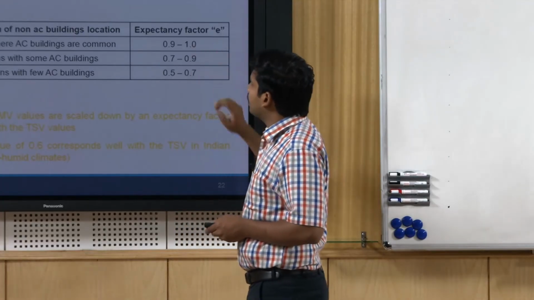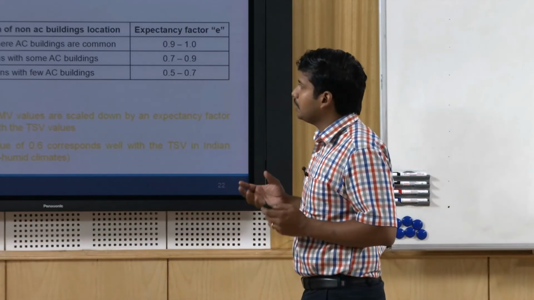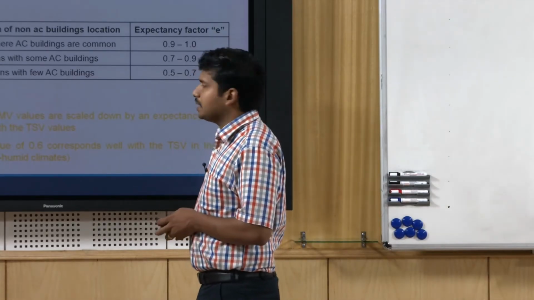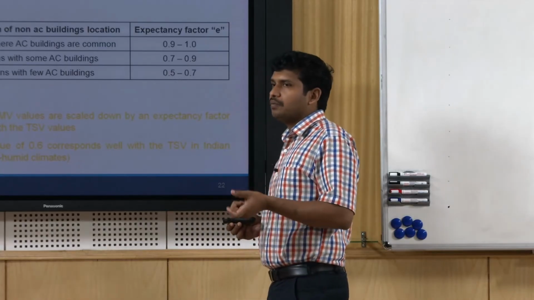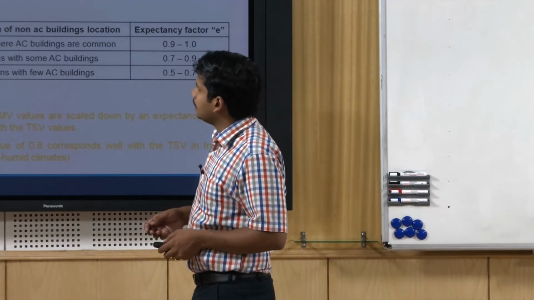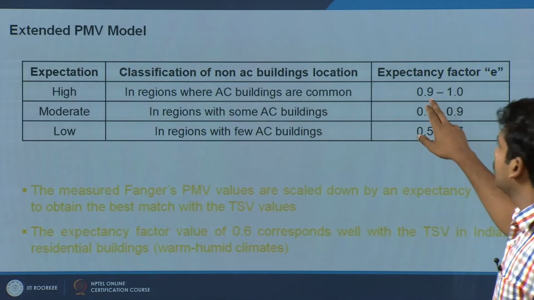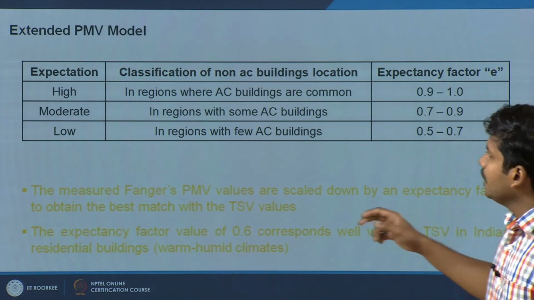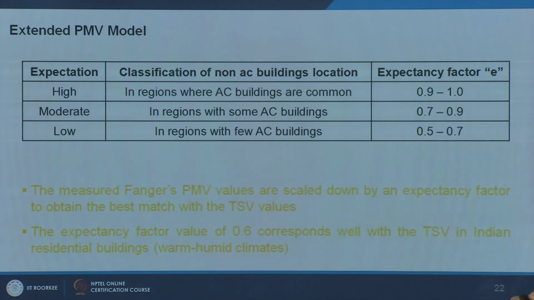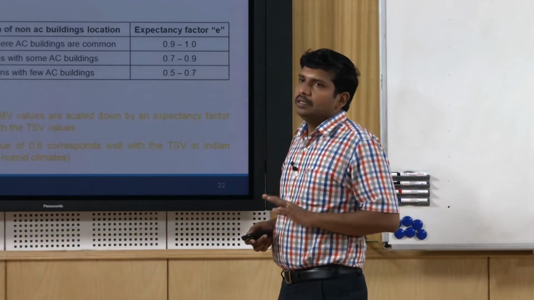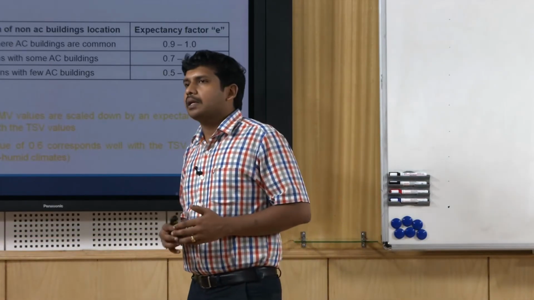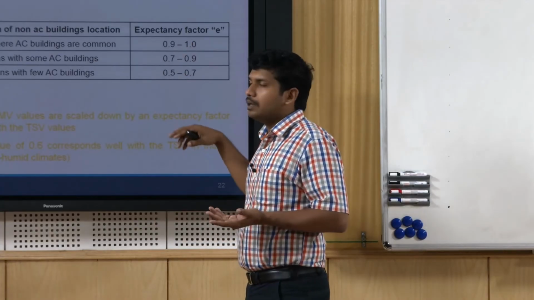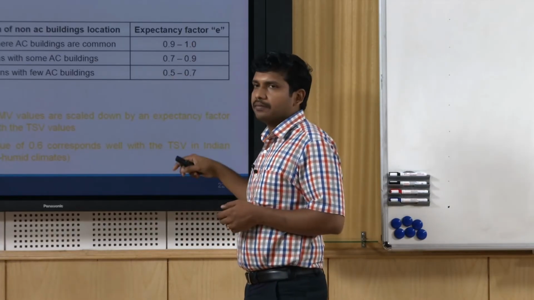He introduced a factor called the expectancy factor, which is nothing but a way to scale down the actual prediction of the PMV. For example, if your PMV is 2, which means you are feeling hot, then he says that in a region where AC buildings are common, you can retain that particular vote by itself, it can be just 2, whereas if there is a region where there are very few AC buildings, or you take a socio-economic strata where people are not able to afford more air conditioners, then he is saying that the PMV value can be scaled down as low as 0.5, that is half of it.